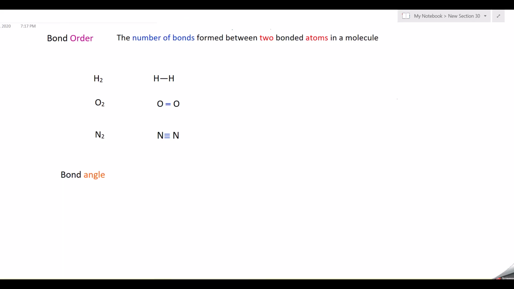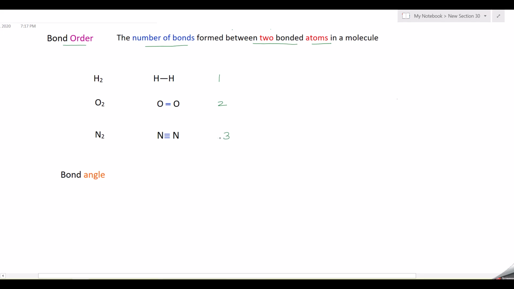Next we'll go to bond order. So bond order is nothing but the number of bonds formed between two bonded atoms in a molecule. So you take for example hydrogen. You have two hydrogen atoms bonded through a single bond. So you have bond order 1. And here in the oxygen molecule you have two oxygen atoms bonded through two bonds. So double bond you have. Therefore the bond order is 2. And in nitrogen you have 3 bonds between two nitrogen atoms. So the bond order is 3.